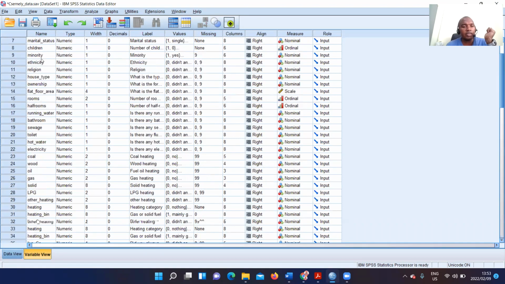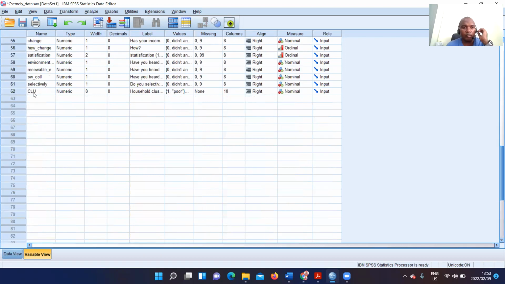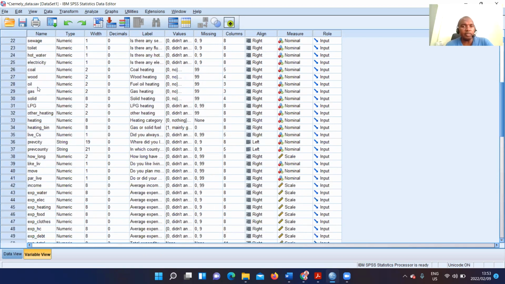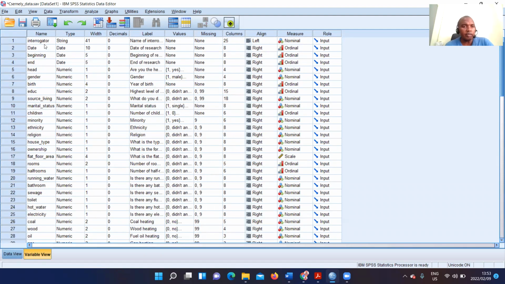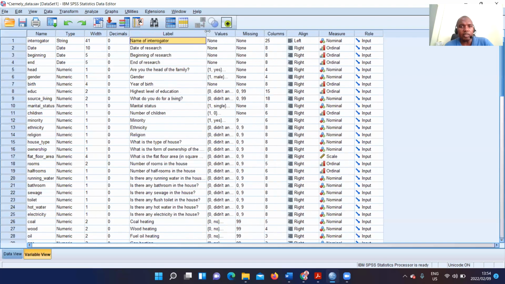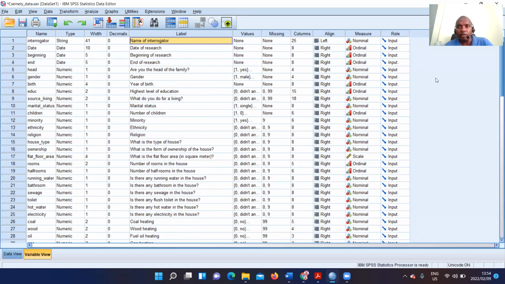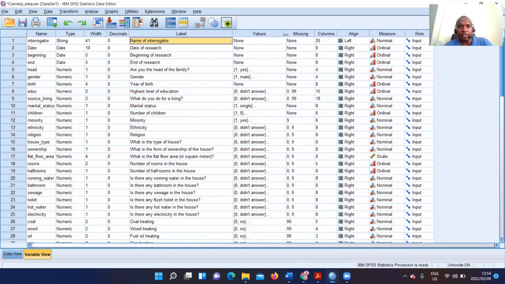Basically, when you look at this questionnaire, it had 62 items that it was investigating. These items that are captured by the research instrument were first the name of the interrogator, which is a string variable, and the label is name of the interrogator. I can just open like that so that you are able to see everything clearly. And I can also drag that tab as well.